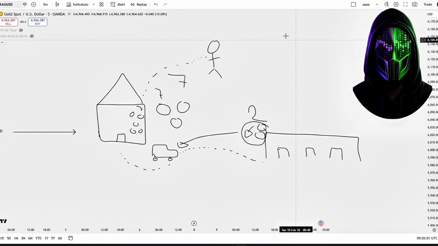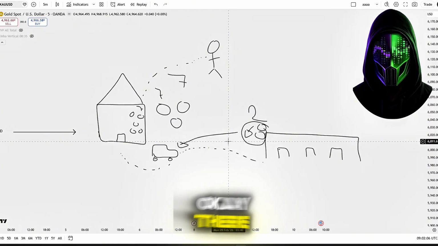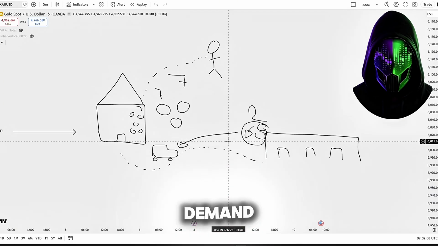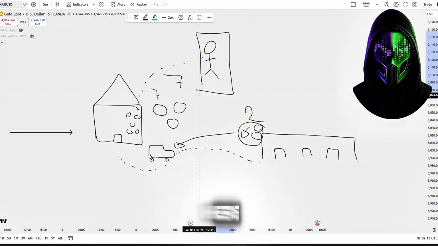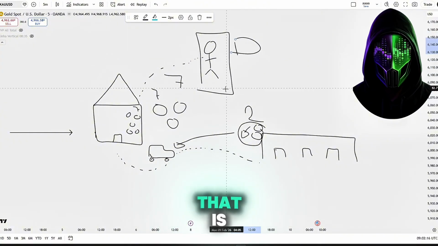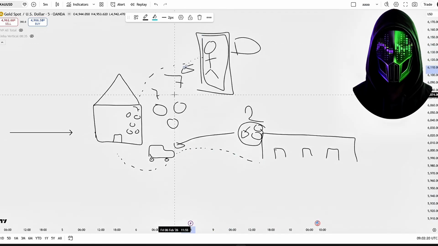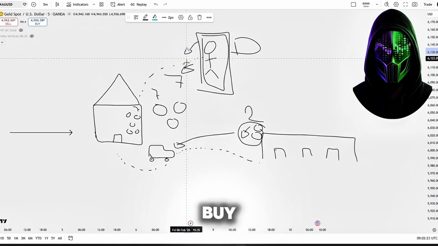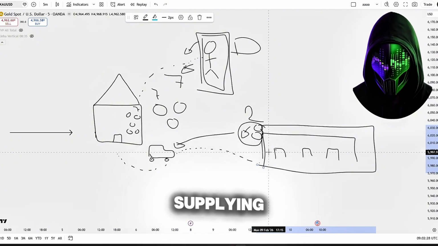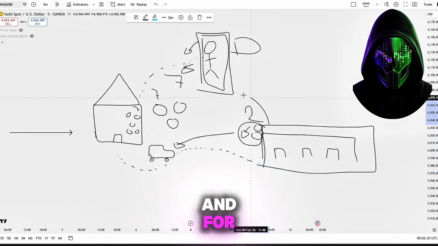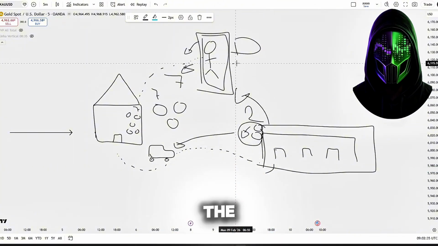What does this mean? This means the basics of life: there is supply and there is demand. Where is your demand? Demand is here. You have the final customer, that is your demand. This guy is demanding, buying the potatoes. You have the urgency to buy the potatoes, and this guy here is the supplier of the potatoes, supplying potatoes to you and to this guy as well. So you have supply and you have demand.